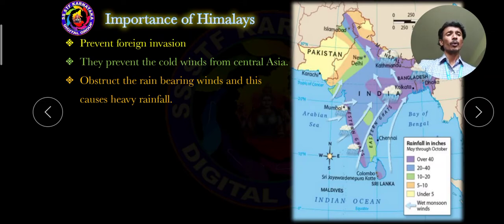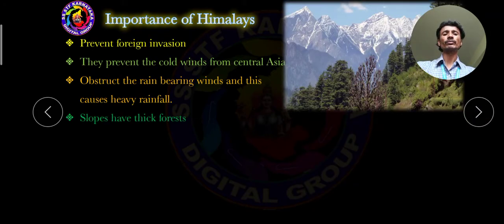Then they obstruct the rain-bearing winds, and this causes heavy rainfall. When clouds are moving from one place to another, the hill stations stop the rain-bearing winds. When they stop the rain-bearing winds, it is possible to receive heavy rainfall. So that is, students, they obstruct the rain-bearing winds, and this causes heavy rainfall.